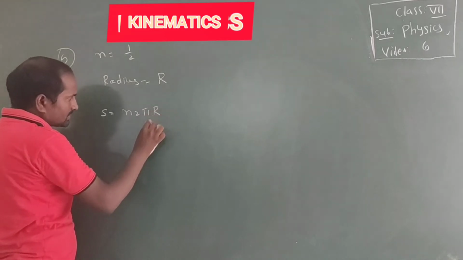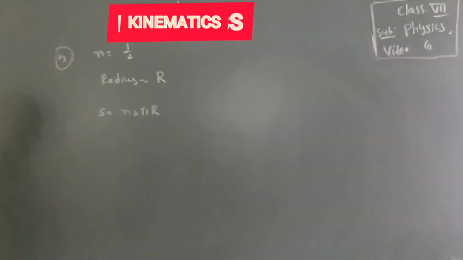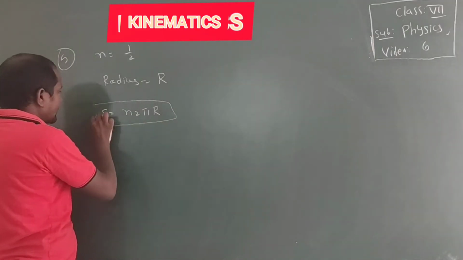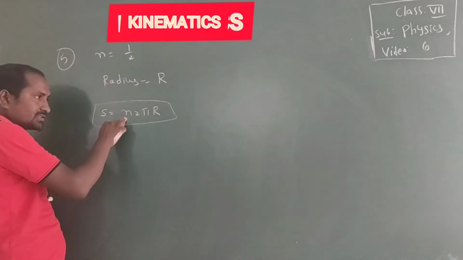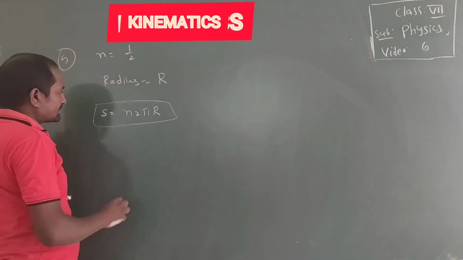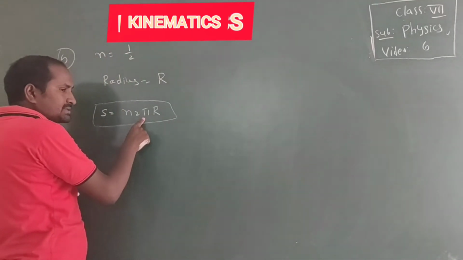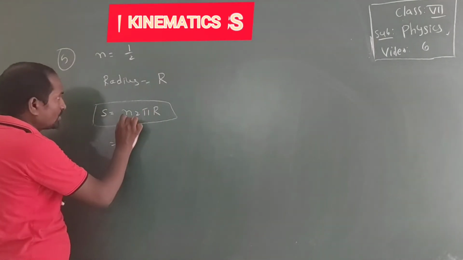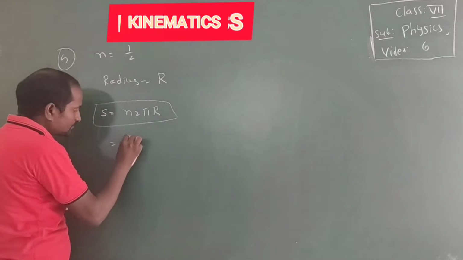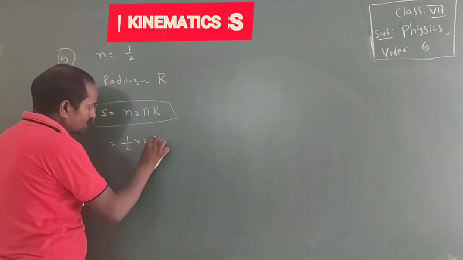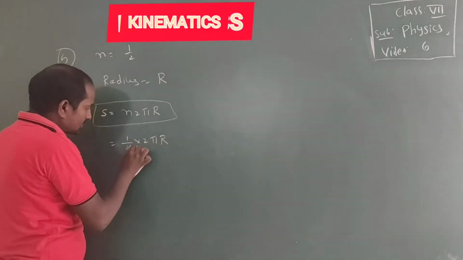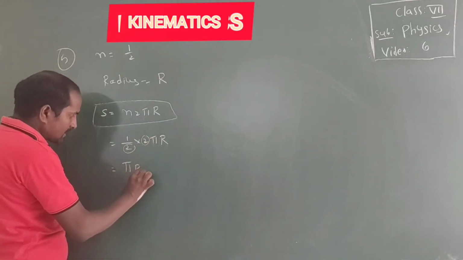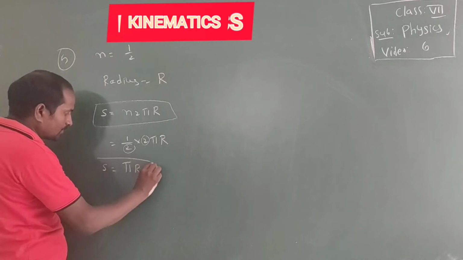If a body is moving on a circular path, to find the distance: distance equals n into 2 pi r. Here n means number of revolutions, which is 1/2, into 2 into pi, r equals radius. So here the 2 gets cancelled, and the remaining value is pi r. So S equals pi r.